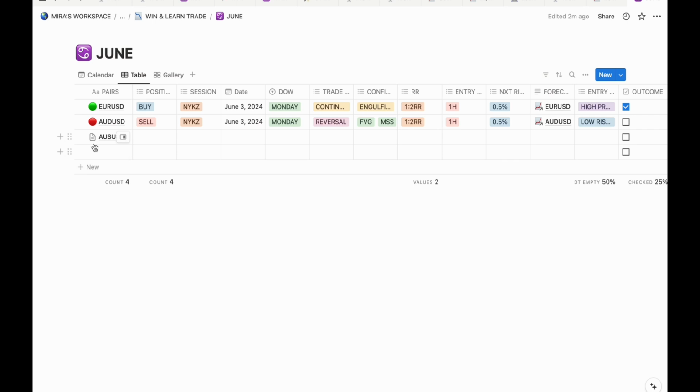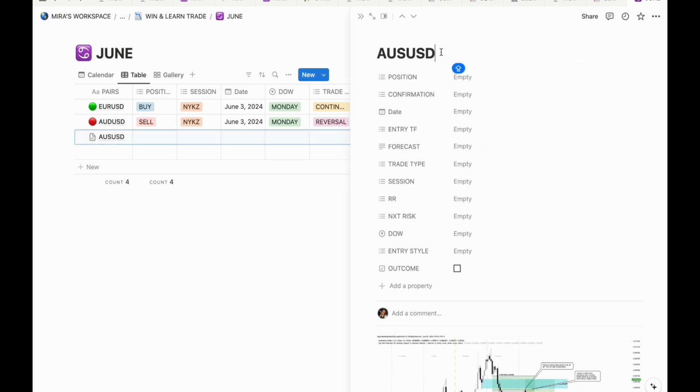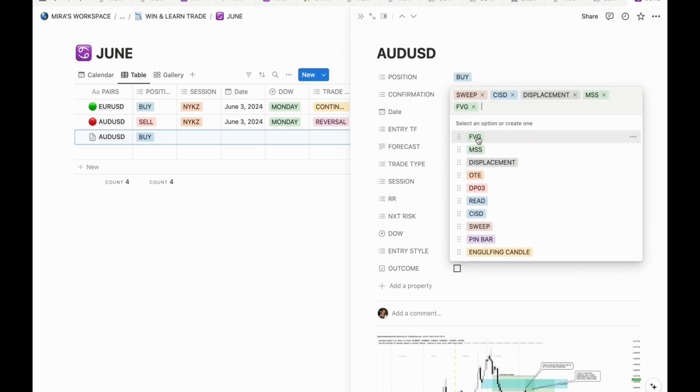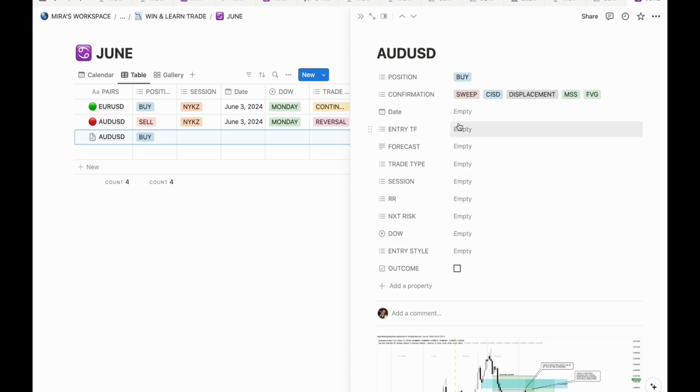First of all, in the trading, this is an AUD USD trade I'm in. When you open the template, you type the pair, then you enter either a buy or a sell. So this is a buy. Then confirmation: what were the things that helped you confirm that it's a buy? My trading plan is first of all, I get a sweep, then a change in state of delivery. After a change in state of delivery, I get a displacement, a shift in market structure, a retracement back to an FVG, and my continuation trade.